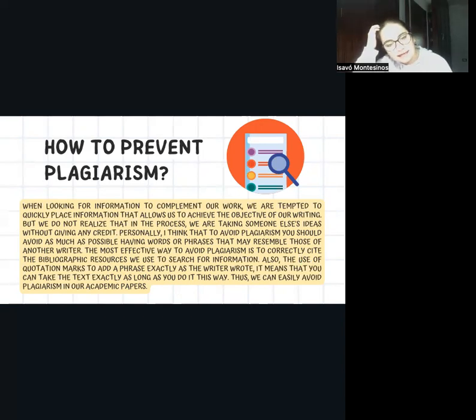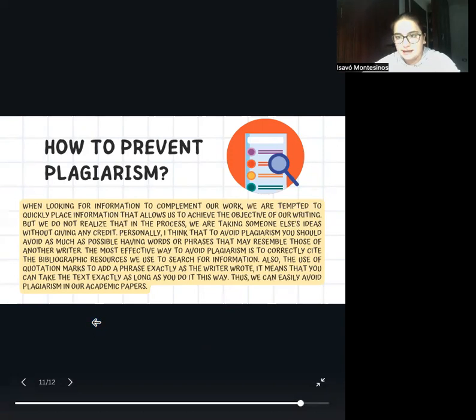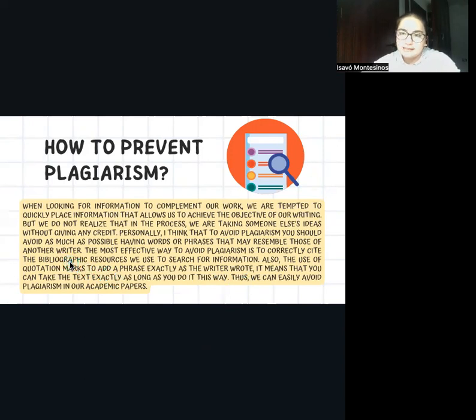So personally, I think that in order to avoid plagiarism, you should paraphrase. Paraphrasing is useful when you're taking others' ideas but rewriting them in your own words. Also use quotation marks, because that means you can take the information as the writer wrote it, the exact text, as long as you do it this way. Also cite the bibliographic sources properly, because in that way we know where the information comes from and we are giving credit to the authors.